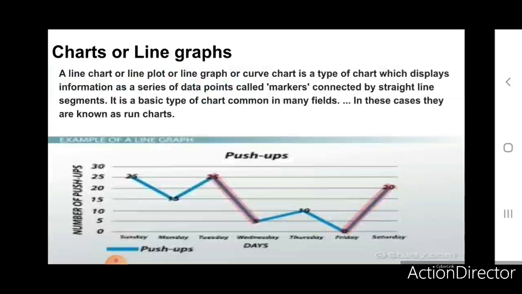Now take the first one, that is charts or line graphs. Tables, charts and graphs are convenient ways to clearly show the data. A line graph is used to show continuity of data, how one thing is affected by another.